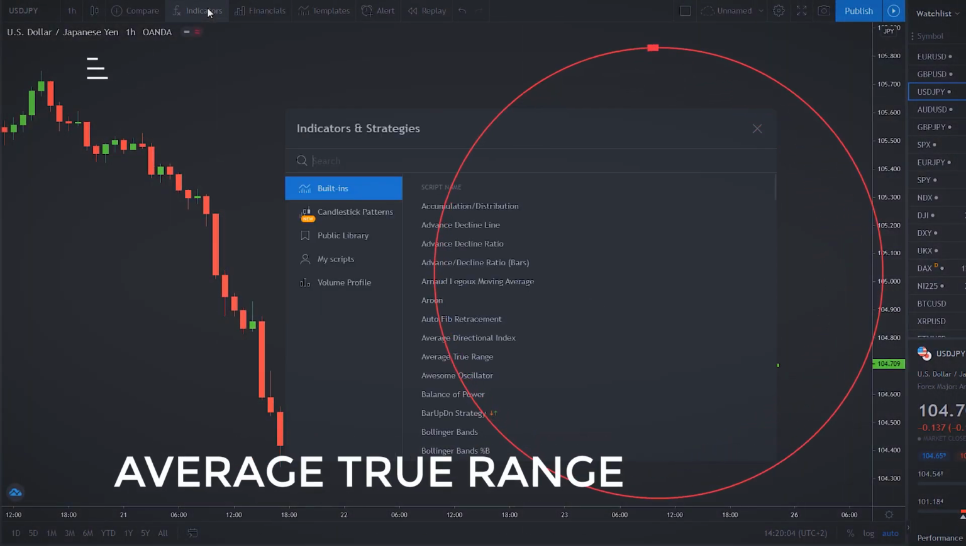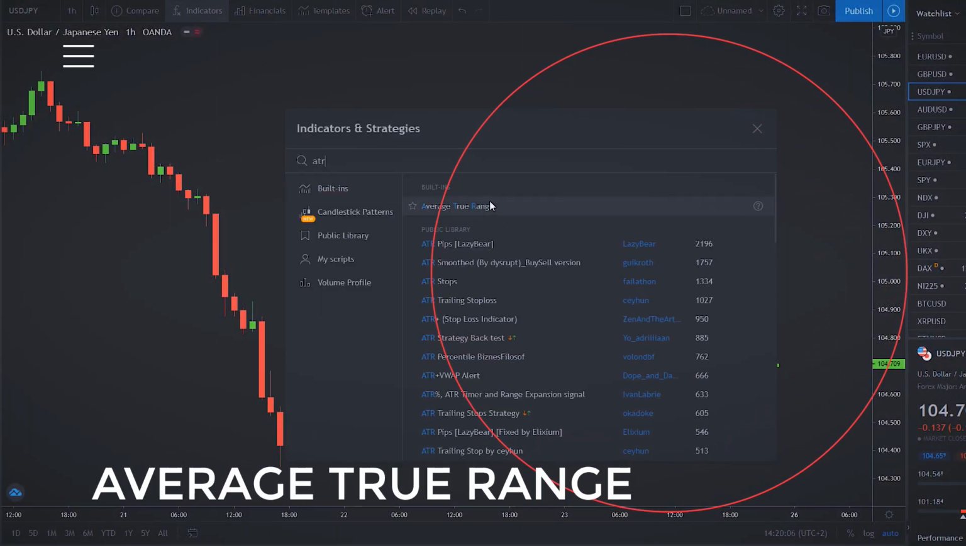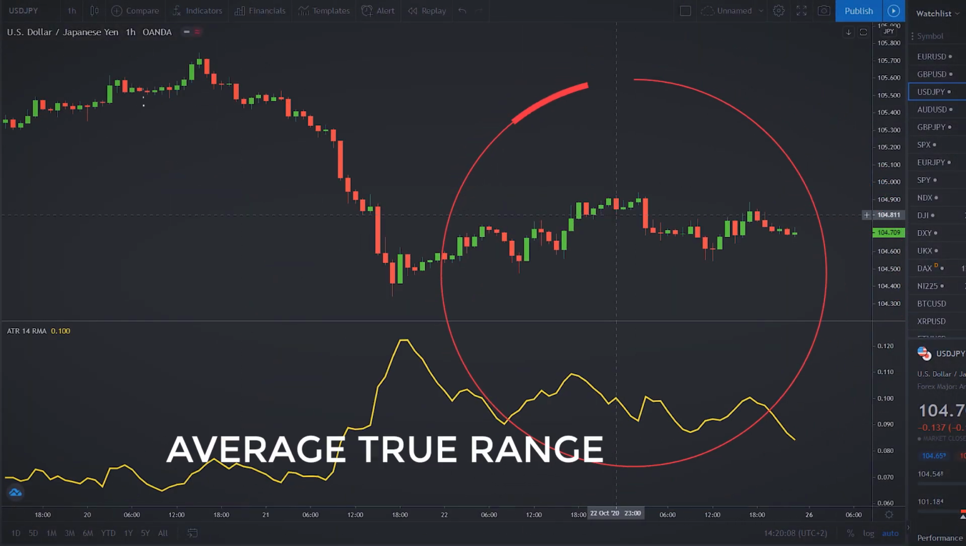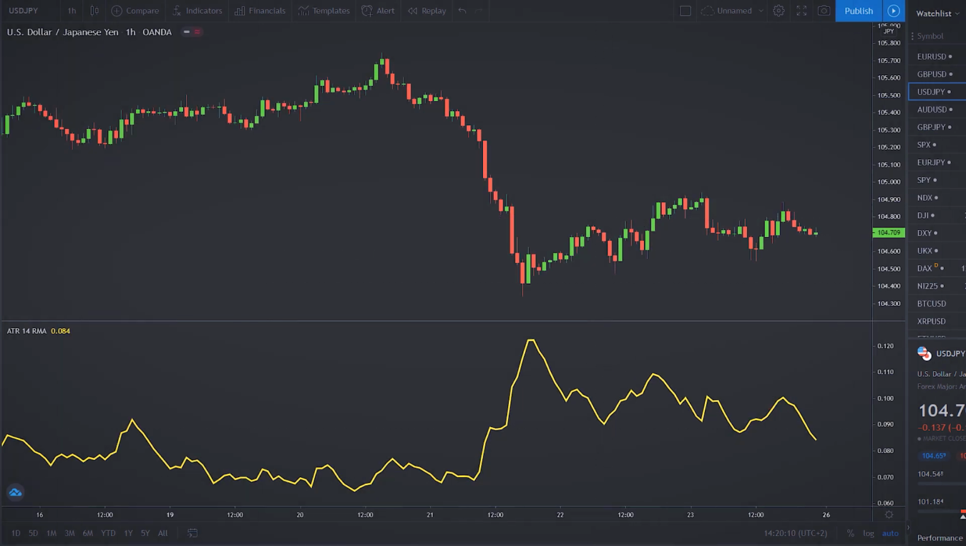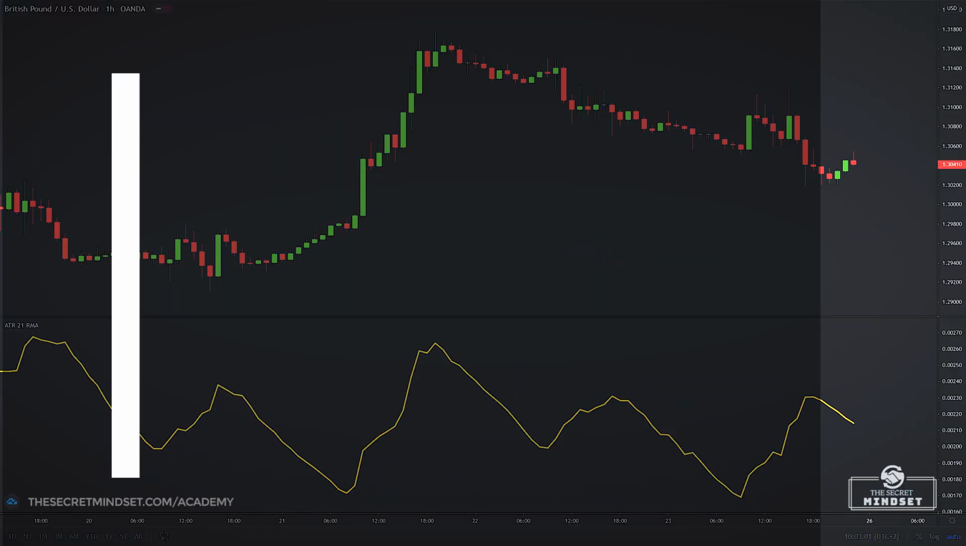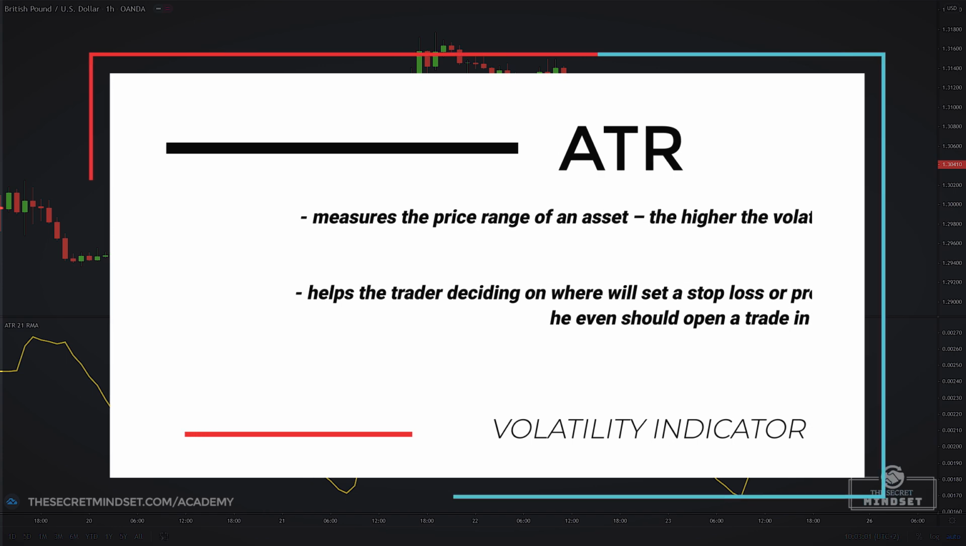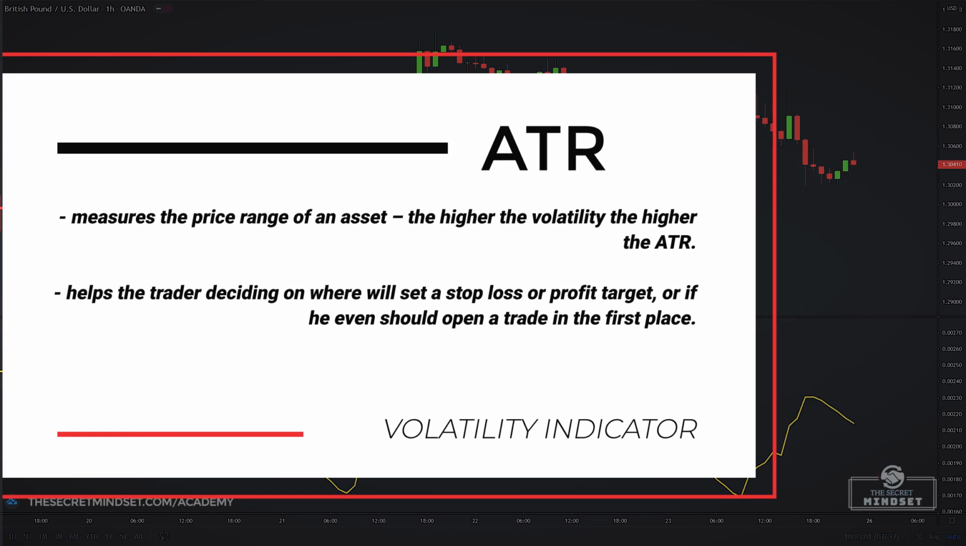The average true range is a great tool when it comes to adapting to the ever-changing market environment, being a useful indicator in measuring volatility. The average true range measures the price range of an asset. The higher the volatility, the higher the ATR.